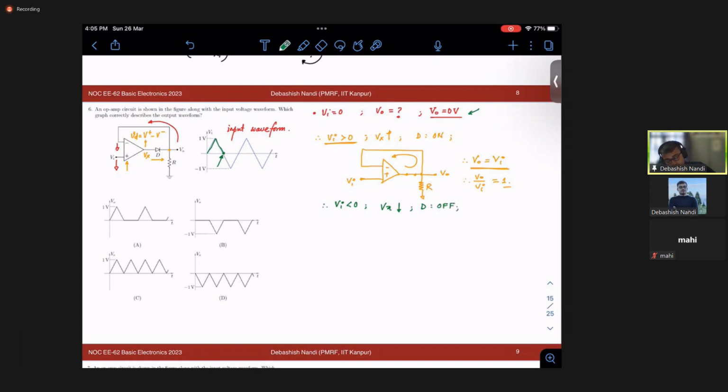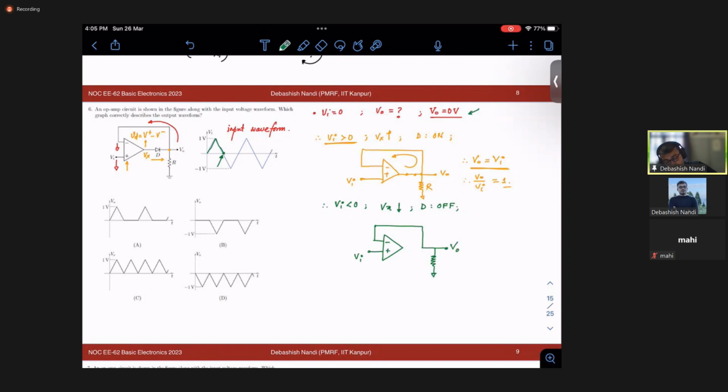If my diode is off, then what is the circuit configuration? This is my Vi, this is my Vo, right?